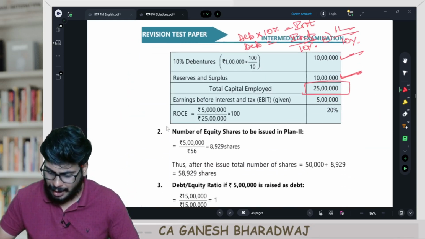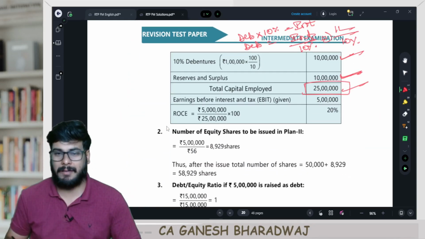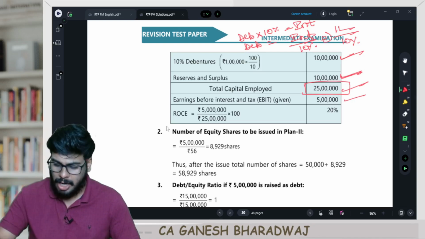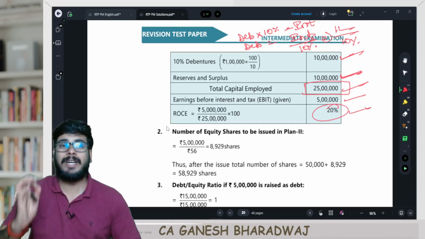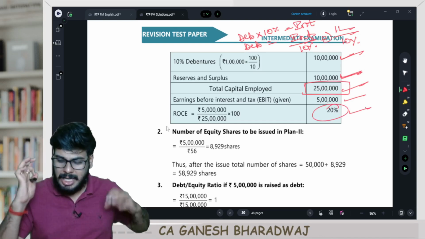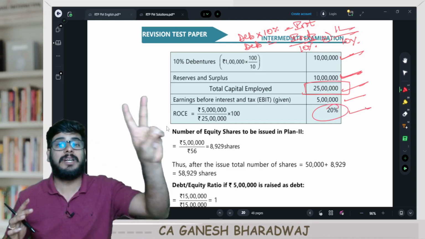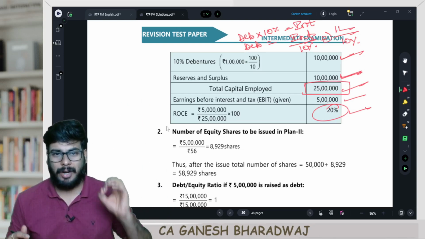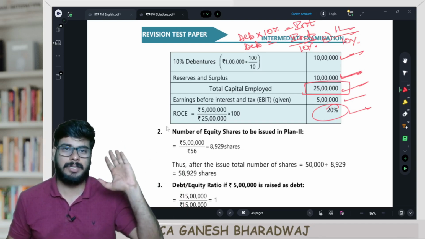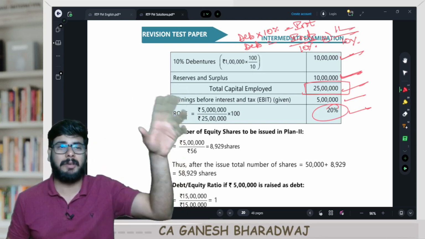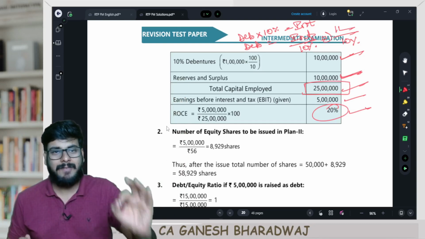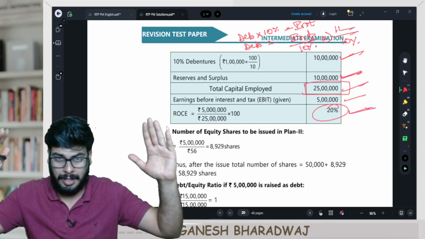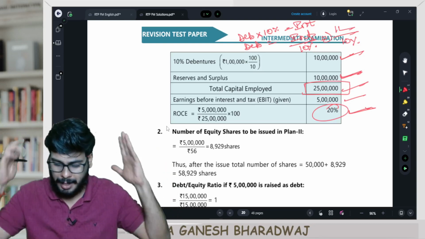So at present, we calculated the total capital employed as 25 lakhs. The current EBIT given in the question is 5 lakh. Means what? On an average, the company earns 20% as operating profit. If you infuse 100 rupees, 20 rupees will be your EBIT. Are you clear with this? This is the meaning of that. So for every 100 rupees infused into the business, irrespective of where it is coming from, debt or equity, I'm not bothered. Every 100 rupees infused, 20 rupees will be your earnings before interest and tax, or in other words, that's going to be your operating profit, right?